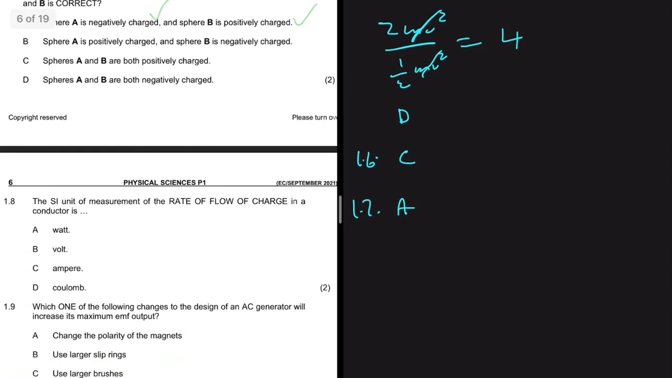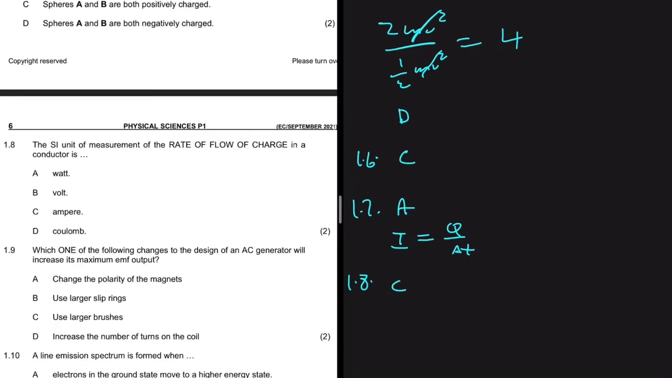And then 1.8 says the SI unit of the rate of flow of charge in a conductor is. So yeah, back to the concepts. The rate of flow of charge. What is the rate of flow of charge? We know that I is equal to Q divided by delta T, right? So current is the rate of flow of charge. And what is the SI unit of current? Ampere, right? And then which option is that? It's clearly option C, right? So 1.8, our answer is C. Yeah, it's pretty much easy, not so complicated.